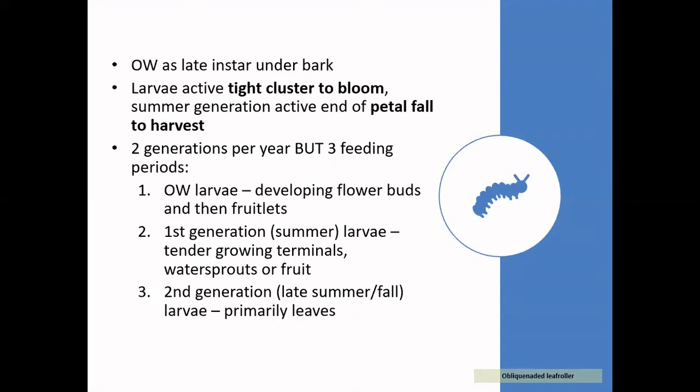The overwintering larvae feed on the developing flower buds and the growing fruitlets. The first generation or summer larvae tend to feed on those growing terminals, the nice soft tender shoots. They can also feed on the developing fruit if it's in close vicinity to those developing shoots. And the last feeding period is the second generation or late summer fall larvae, and these feed primarily on the leaves.